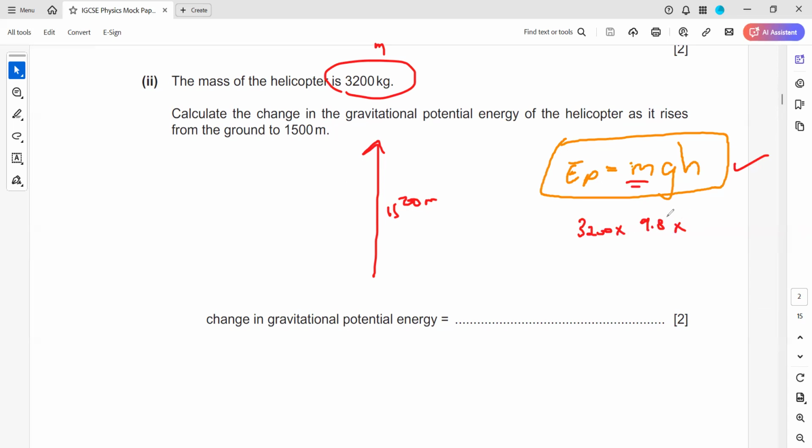And that will be mentioned in the beginning of the paper, on the front page of this exam paper. You will find that they say take acceleration due to gravity as 9.8. And then 1500, so we multiply, we'll get the answer in joules.